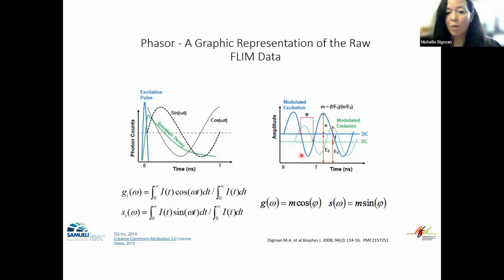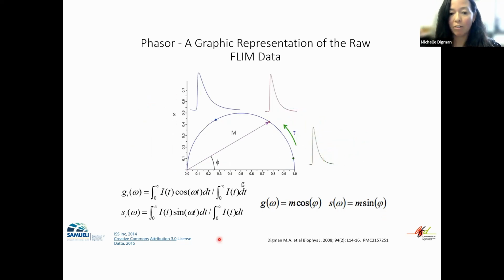You can also use modulated light sources, and this is considered to be in the frequency domain. So if you don't have an ultrafast pulsed laser, you can use a modulated light source. Then when the photons hit the photocathode, that signal is converted into a modulated signal, but the amplitude of that signal is dampened. So it's demodulated and there's a phase shift. And again, you can transform that raw data into what we call the phasors.